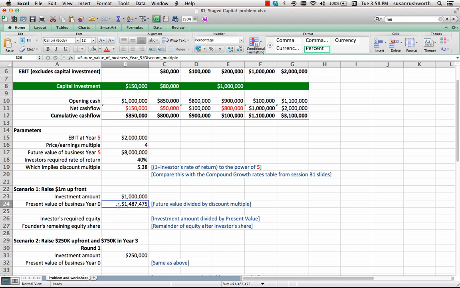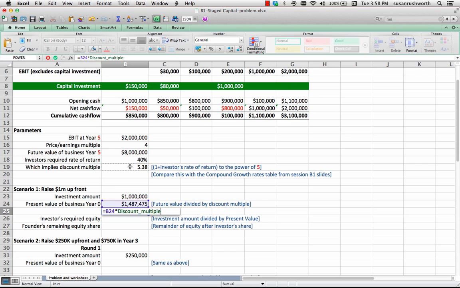If you want to verify that that's what we're doing, you look at that and say, okay, if you invested that amount now and you wanted a 40% rate of return year on year, in other words, a multiplication of your investment of 5.38 times the original amount, you should get to the future value of the business. And indeed you can see that if you multiply this by your multiple, you get back to the $8 million. Okay, we'll take that out.